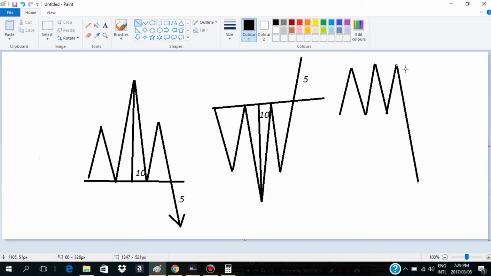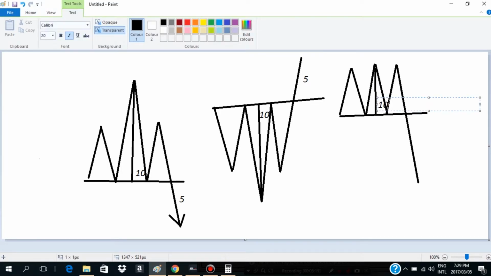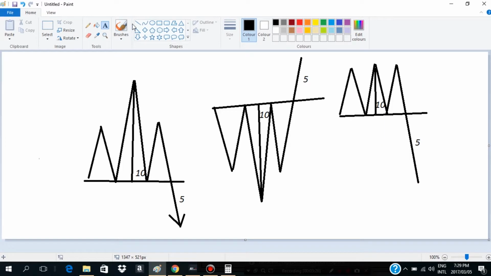Once again, you're just going to take center head to the neckline, and if that is 10, we are going to aim for 5. That's 5 over there. And then you've also got the inverse triple top.